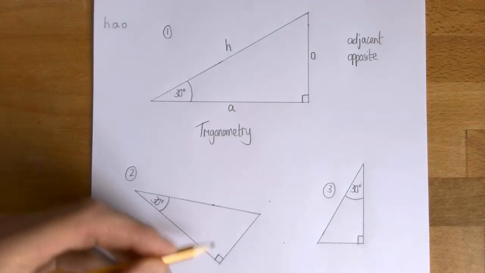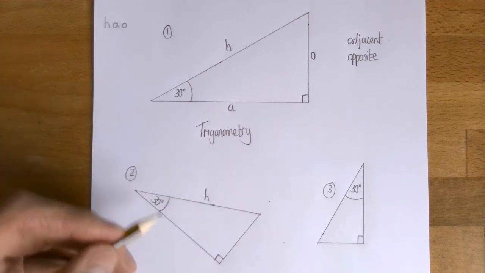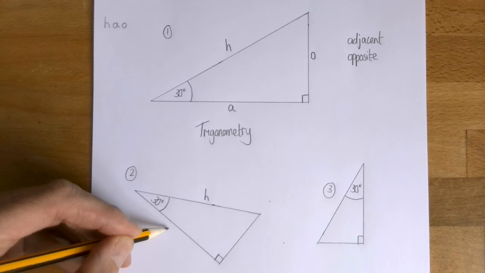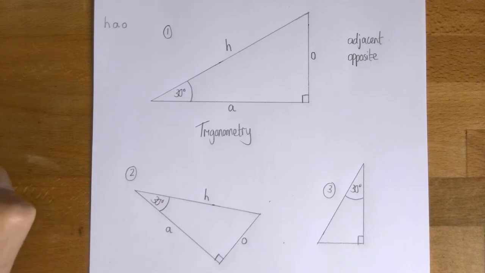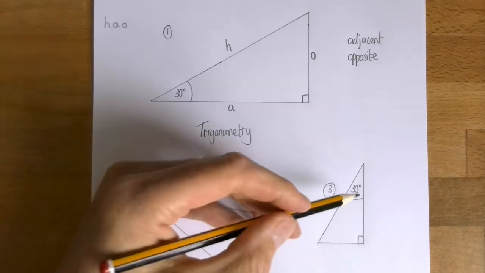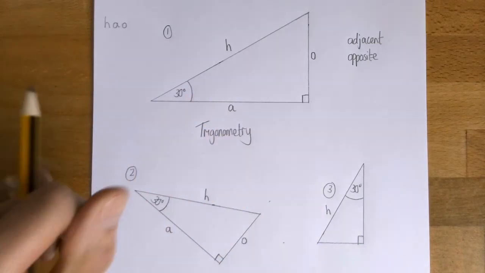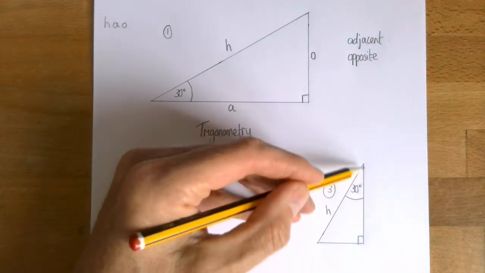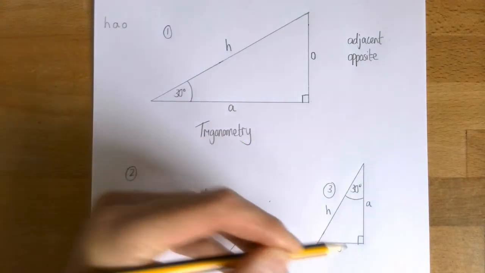Right, so with this one here, hypotenuse, opposite the right angle, longest side. This is the other side that draws that 30-degree angle, so that's the adjacent, and this is the opposite. And with this one here, that's the hypotenuse. Be careful this time. This is the other side that makes up the 30-degree angle, so that's adjacent and that's opposite.